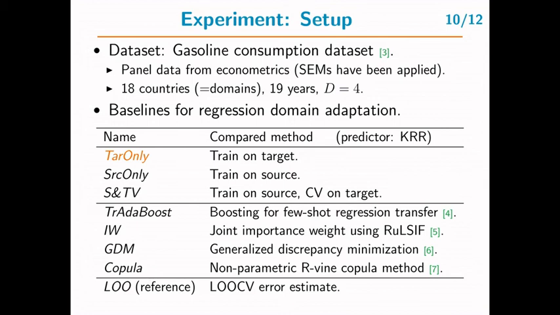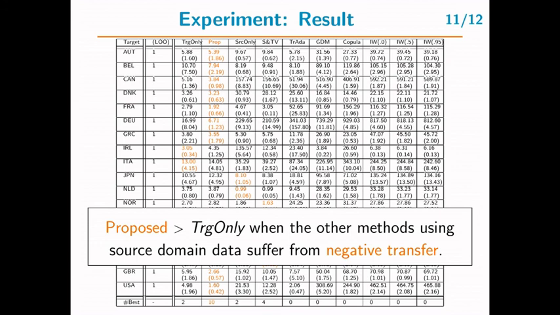Finally, I will explain the proof of concept experiment. In this experiment, we borrowed a dataset from an econometrics textbook for which structural equation models have been applied. We compared our proposed method with some standard baselines. And for detailed figures, please take a look at our paper. But here, a summarized message is that the proposed method successfully improves the performance of the predictor compared to naive training only using the few target domain data. And we see such improvements in the cases where other methods suffer from the negative transfer.